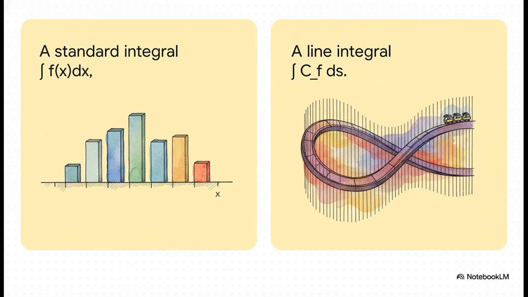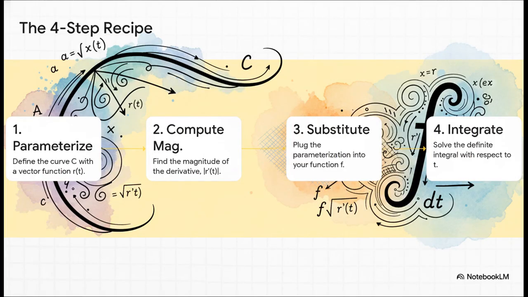Let's just quickly compare this to what you already know. A standard integral adds stuff up along a totally straight line, like the x-axis. A line integral, though, lets us do that same thing, but along any wild, curved path we want, either in 2D or 3D space. That's the huge leap forward. We're breaking free from the straight and narrow, literally. Okay, now for the good stuff. How do you actually solve one of these?